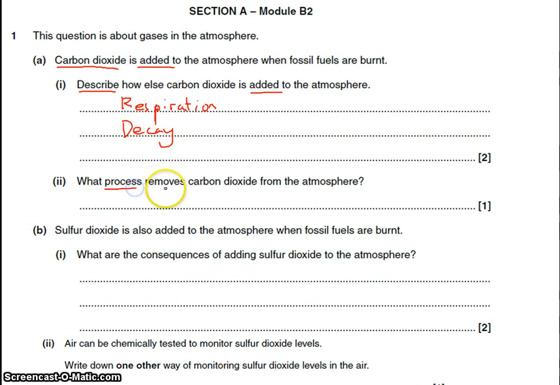Second question is, what process removes carbon dioxide from the atmosphere? Well, this has got to be the opposite process of respiration, so it is photosynthesis, the process that plants carry out.